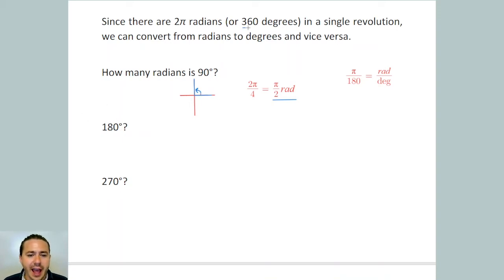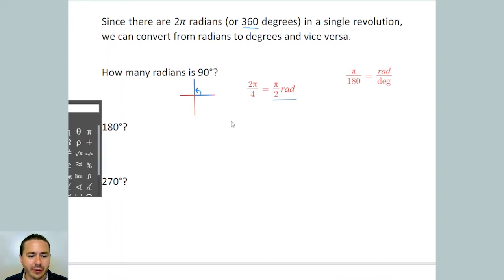180 is half of 360. So half of 2 pi is pi. So the way I'm calculating that is I say, okay, well, 2 pi, I think I'll just copy and paste that pi because I'm going to need it a lot. Divided by 2 is just going to be pi.